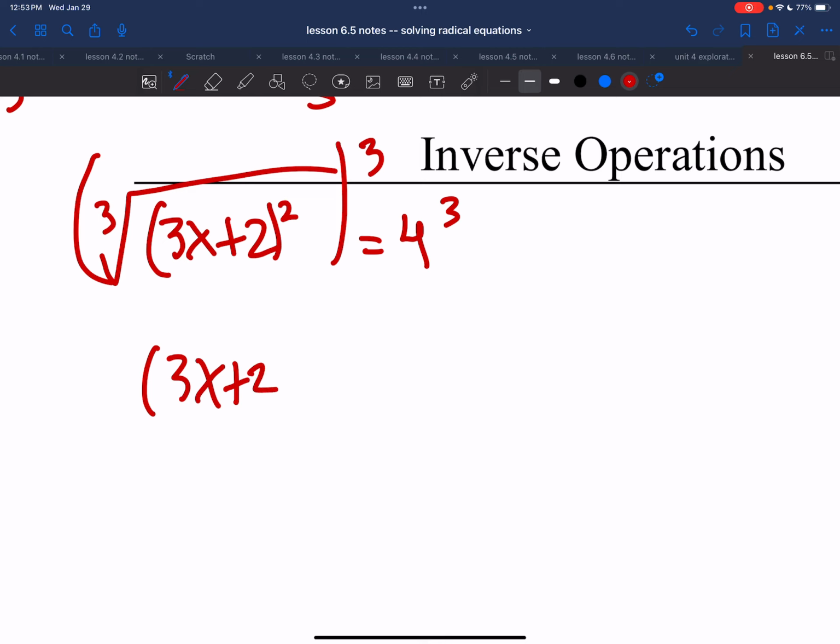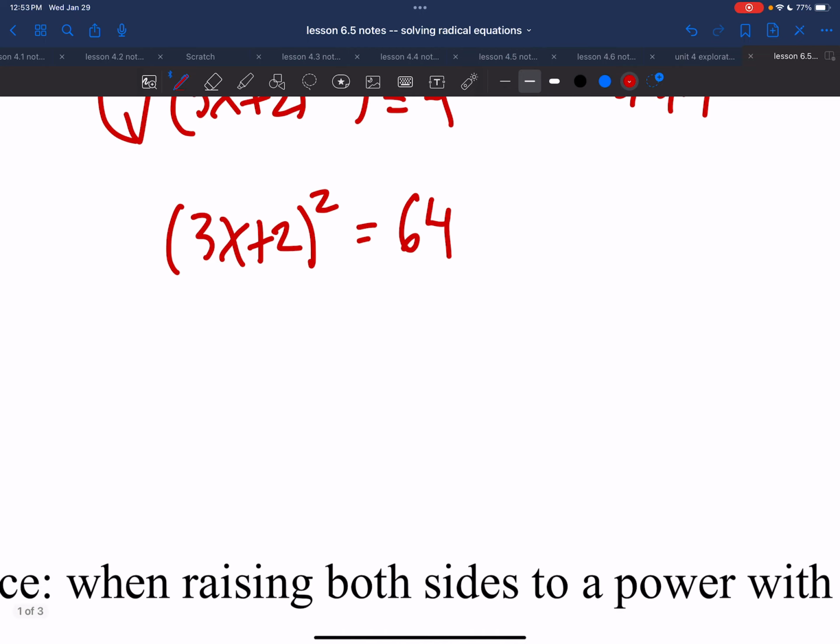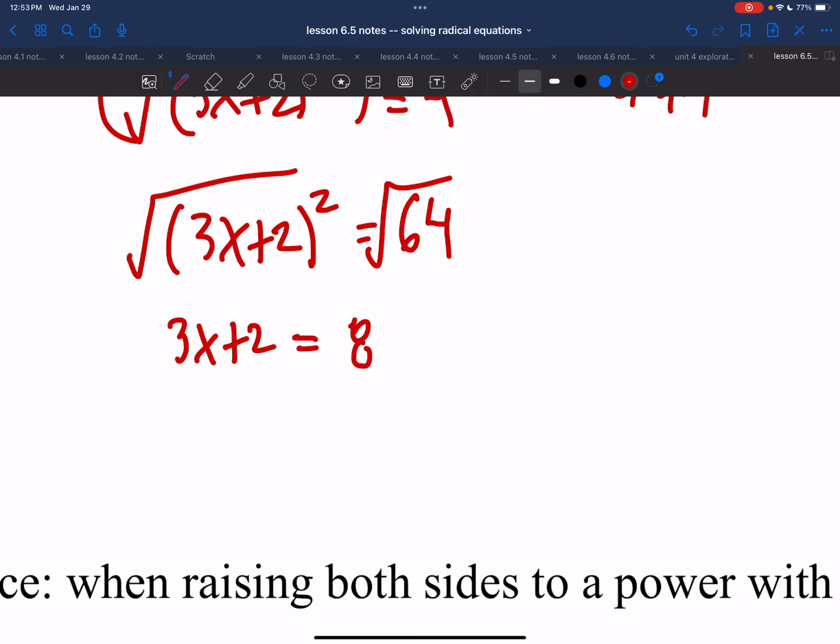And you get 3x plus 2 squared equals 4 times 4 times 4. That's 64, yeah? And now you have an exponent of 2, so to get rid of an exponent of 2, you take a square root of both sides. And you get 3x plus 2 equals 8. And at this point, if we were in a live classroom, I would stop and I would say, students, I've made a mistake. I'm forgetting something.